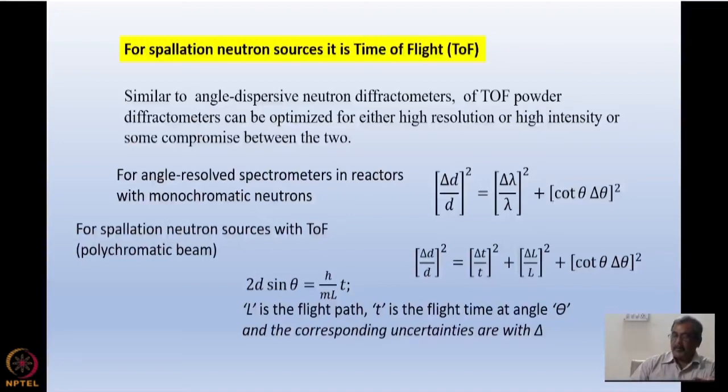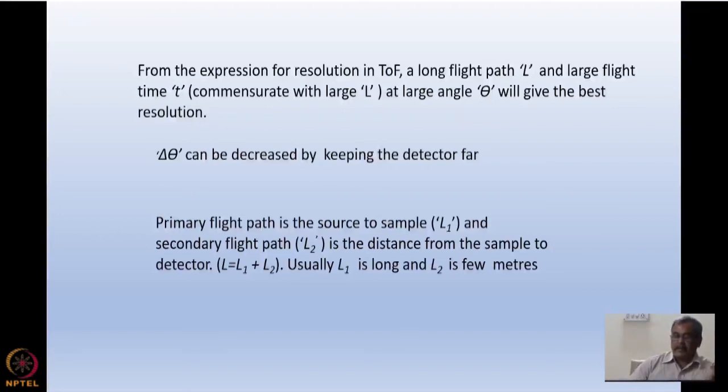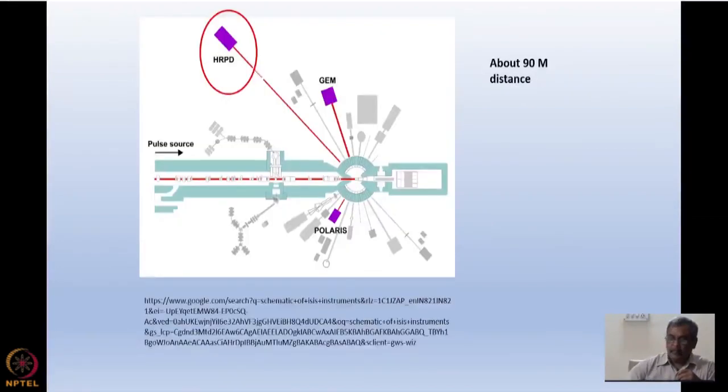So in backscattering geometry, at a large distance with a long flight time, we get the best resolution. A long flight path and a large flight time at a large angle will give the best resolution. And delta theta can be decreased, as I told you, using strip detectors. Usually in most experiments, the primary flight path is the source to sample, L1, and the secondary flight path is sample to detector, L2. L1 plus L2 gives L. Usually L1 is kept long and L2 is a few meters, except when we want very high resolution. So I will show you the schematic of one of the best powder diffractometers at Rutherford Appleton Laboratory.